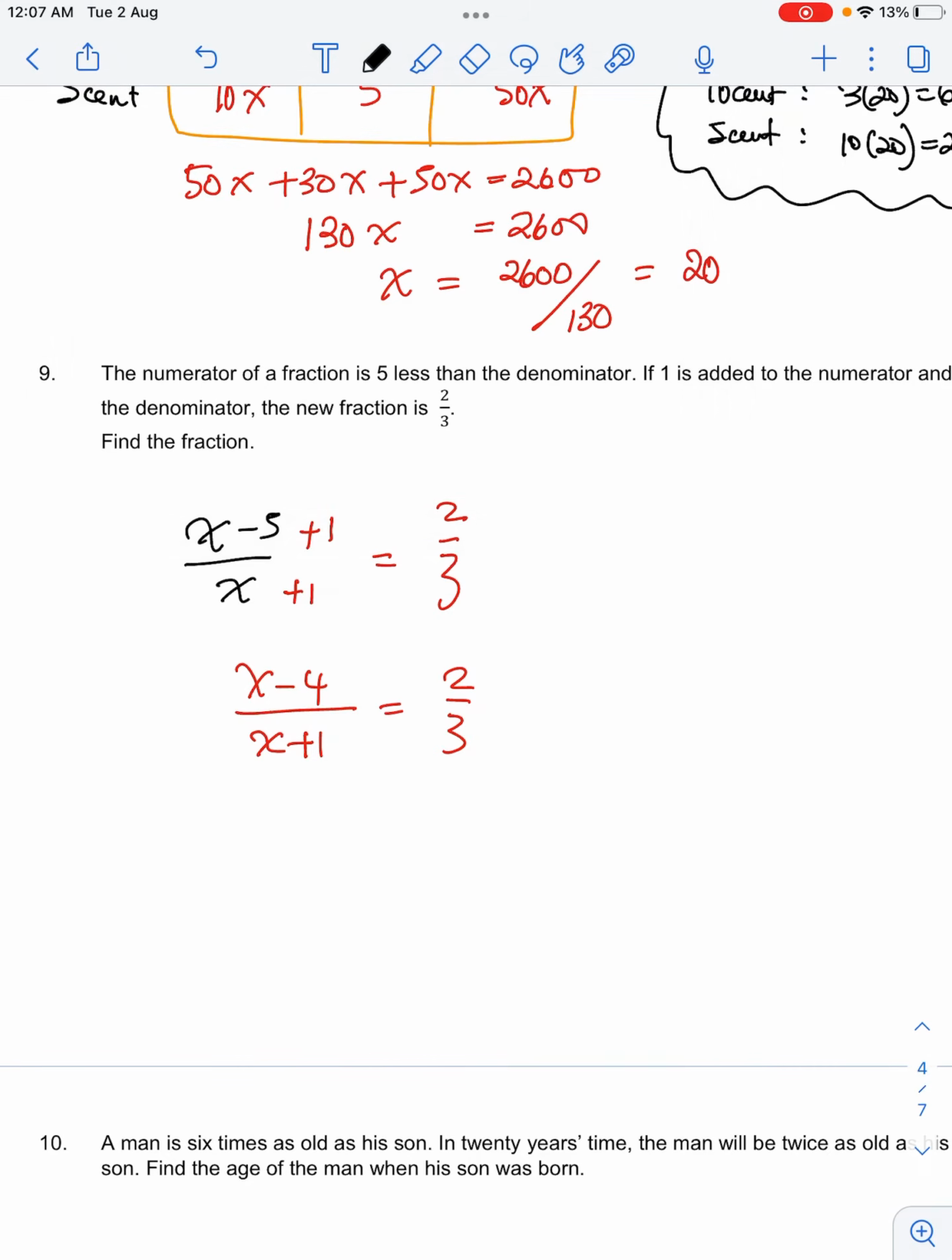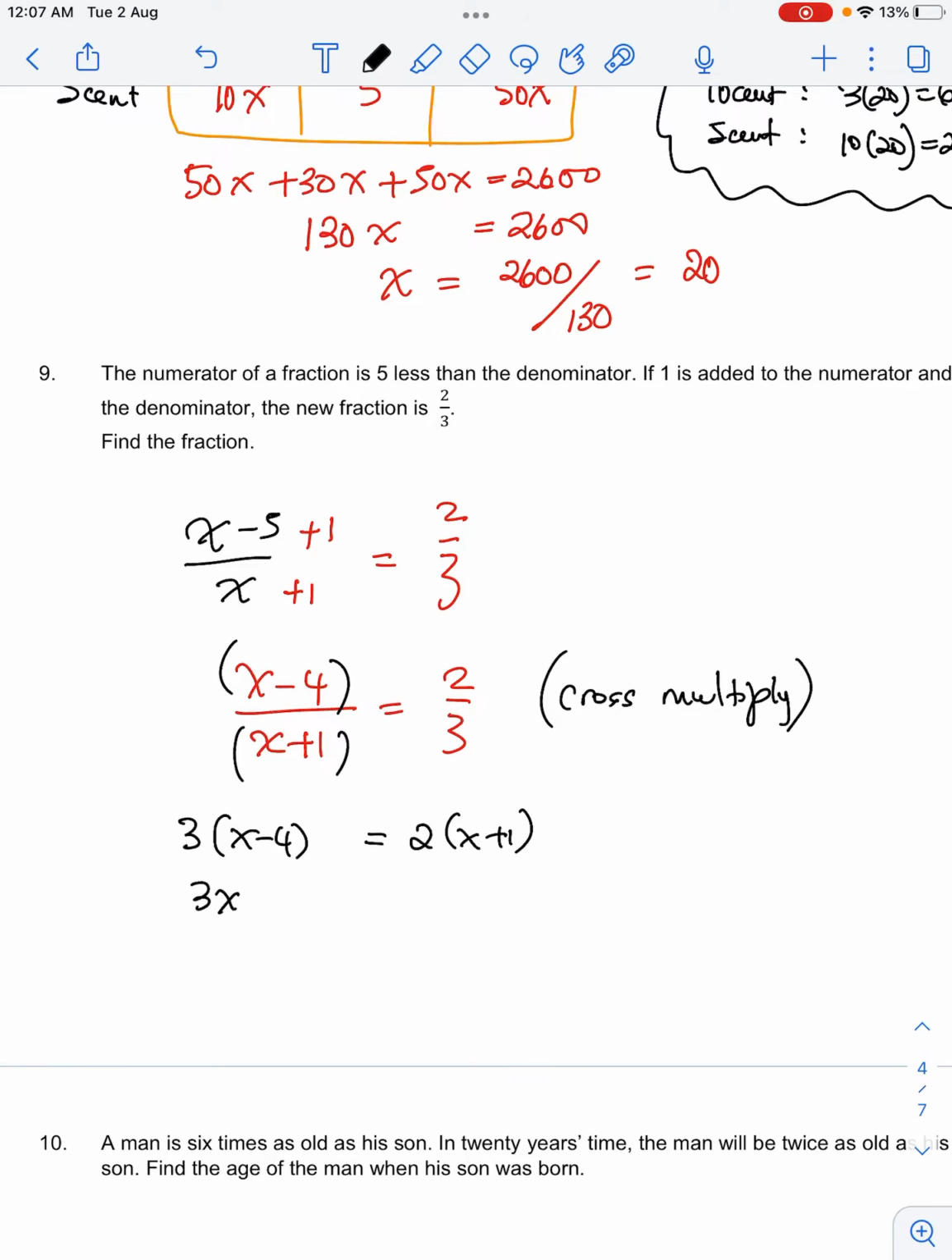Remember, if you have expressions, you always have to put them in brackets. And you can cross multiply, so that gives you 3(x minus 4) equals 2(x plus 1). So again, that will be 3x minus 12 equals 2x plus 2. Please don't forget that you are multiplying out by removing the brackets. So again, have your like terms together. 2 plus 12, you'll see that x equals 14.